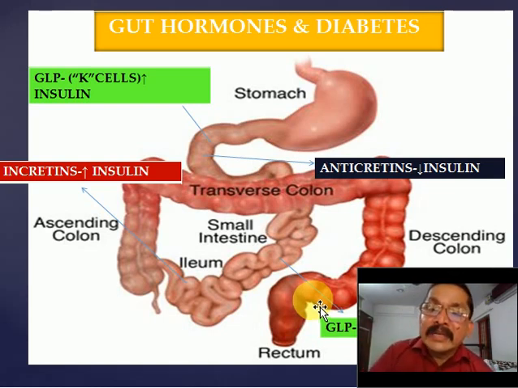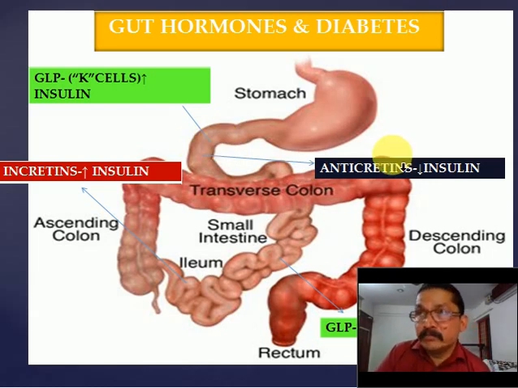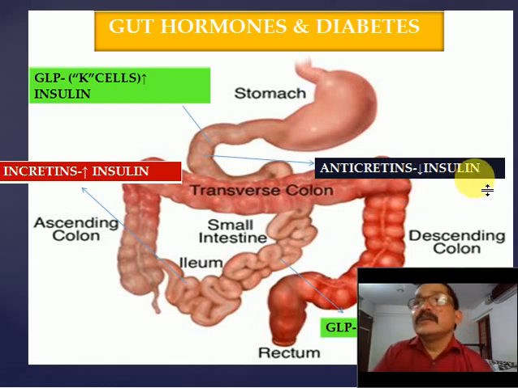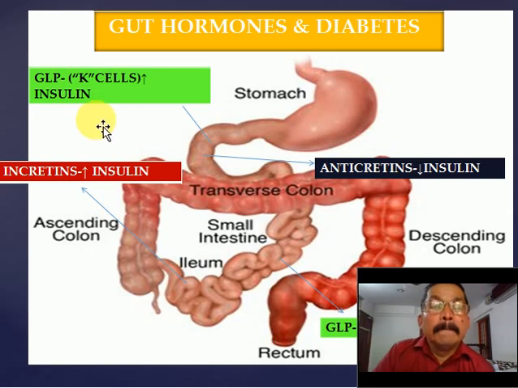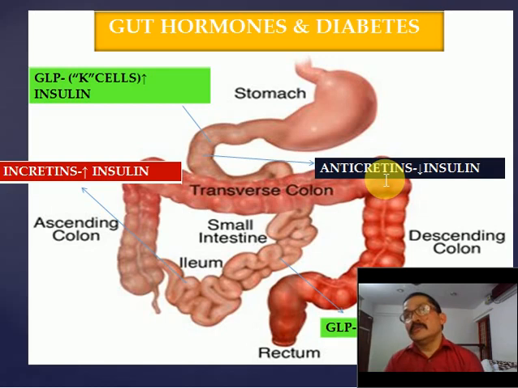At the same time, like that of incretin, there are specialized cells which secrete the specialized hormone known as anticretins. And the anticretins inhibit the insulin synthesis, and incretins and the glucagon-like peptides, that is GLP, from the K cells, specialized cells of the GIT, stimulate the insulin, and anticretin inhibits the insulin.